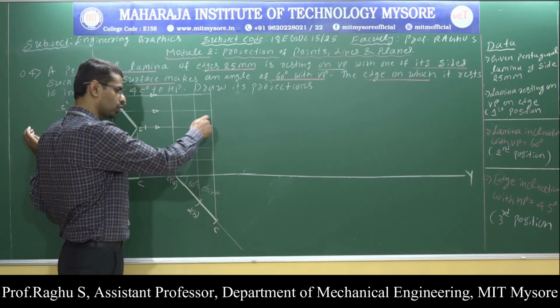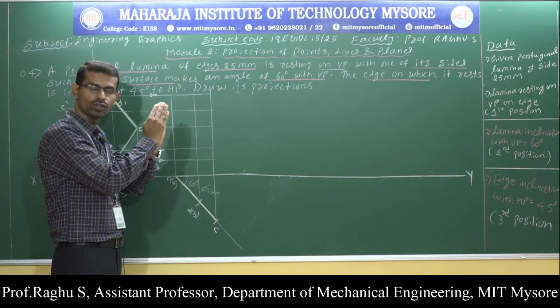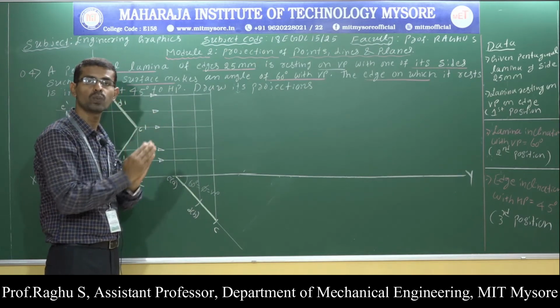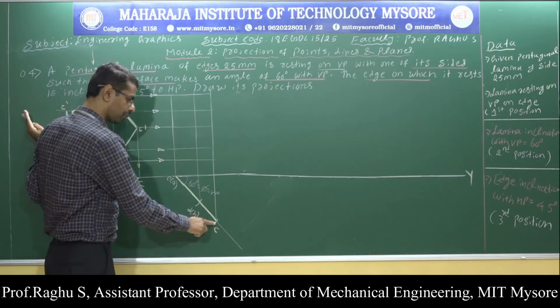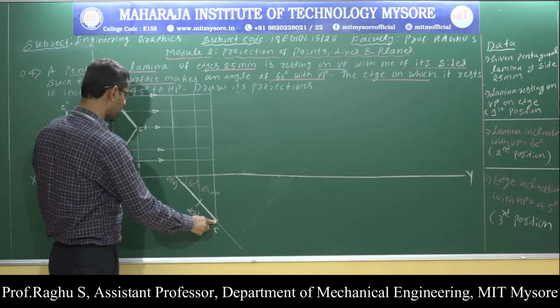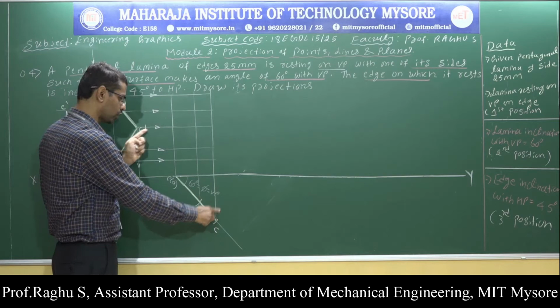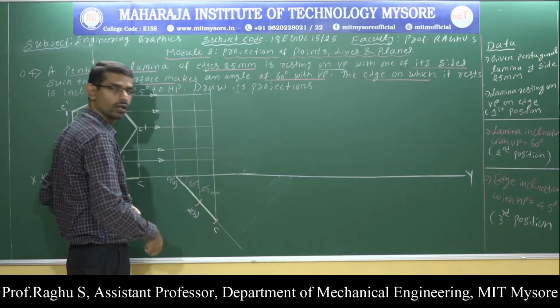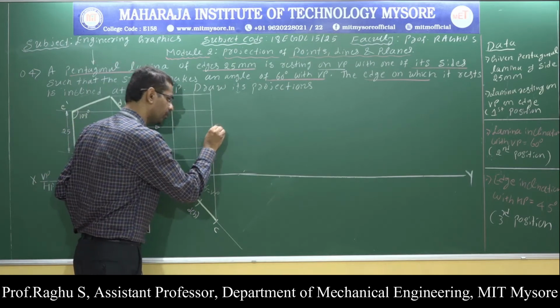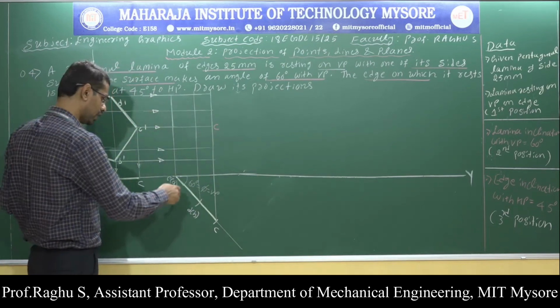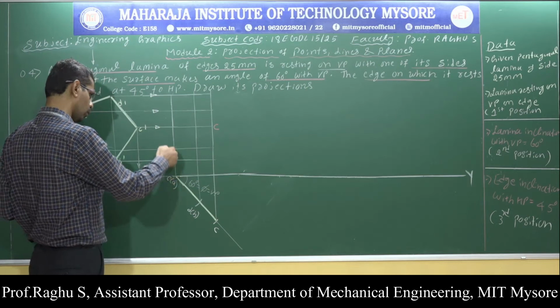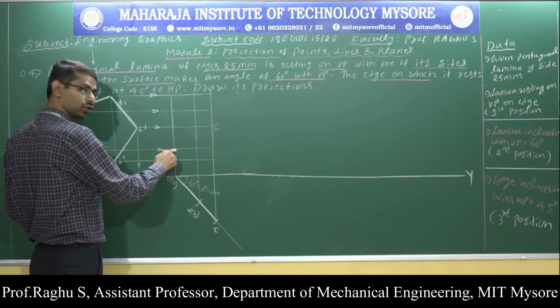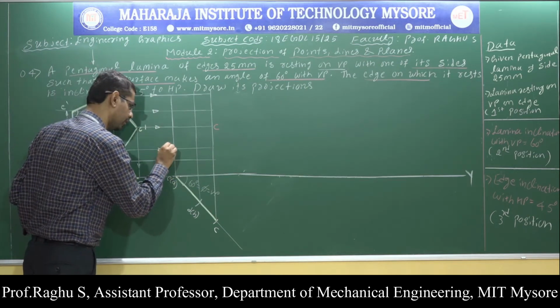So, vertical projections and the intersection of vertical and horizontal projections give the corresponding point. For example, vertical projection of point C. So, where is the horizontal projection? This is the horizontal projection of point C. The intersection of these 2 lines gives point C. Similarly, this is the vertical projection of point A, and this is the horizontal projection of point A. So, this is point A.